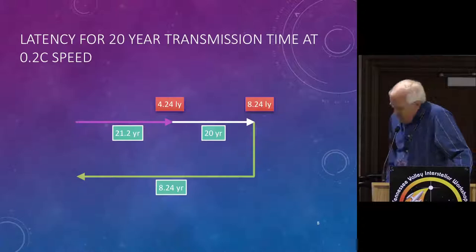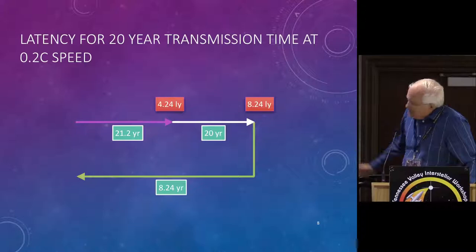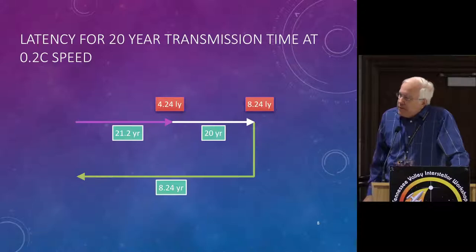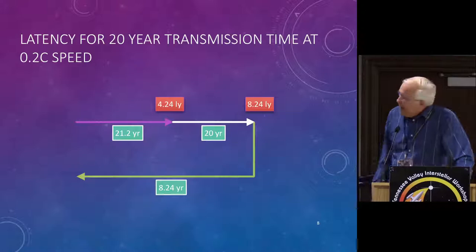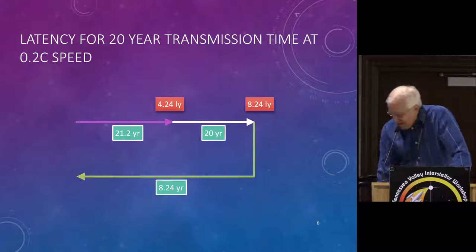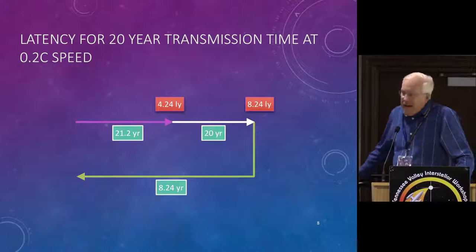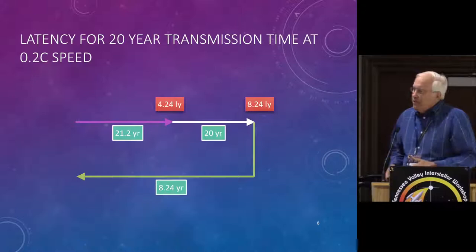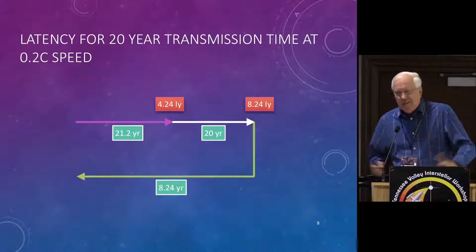Okay, so for example, if we're transmitting data back for 20 years after encounter, then we have 21 years of transit to Alpha Centauri or Proxima Centauri. We have 20 years of data transfer back. During that 20 years, we've receded to 8 light years away from Earth. So the data takes eight years to get back. And the bottom line is, in that particular example, we get our complete data set back in 49 years after launch of the vehicle. If you want your data back faster, like 1 year of data transmission, then you need to increase the aperture area by an order of magnitude.